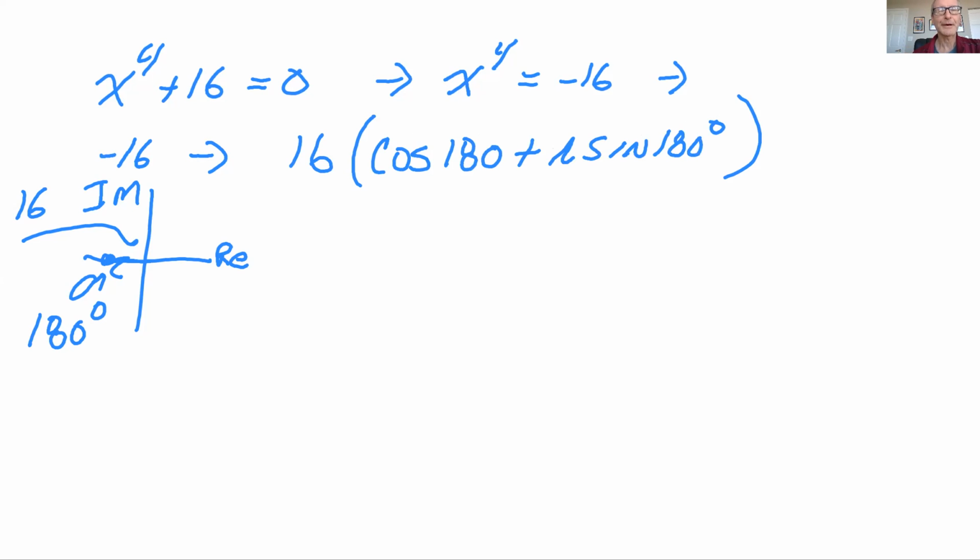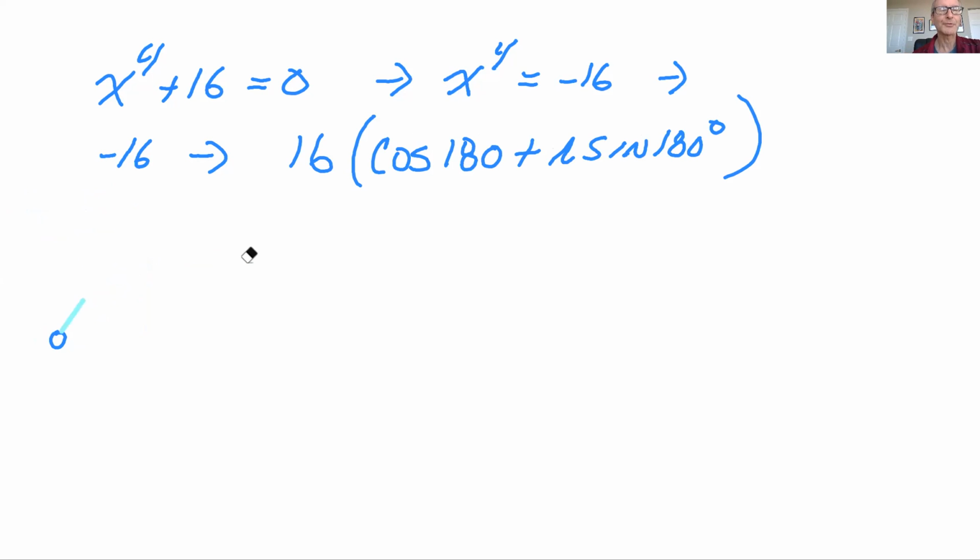Okay, so if you look at that representation, you just double check. Cosine of 180 is minus 1, and sine of 180 is 0. So the i cancels, and that is a valid representation. And so now here's our equation. We're going to do the quarter root as we were talking about here: minus 16 to the 1/4.